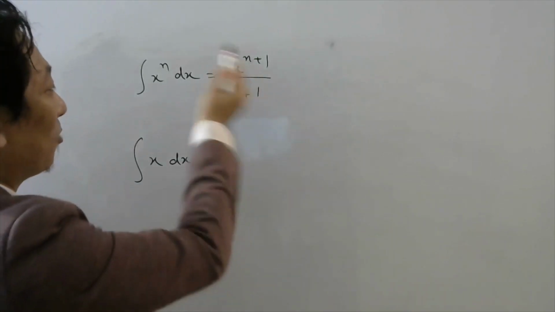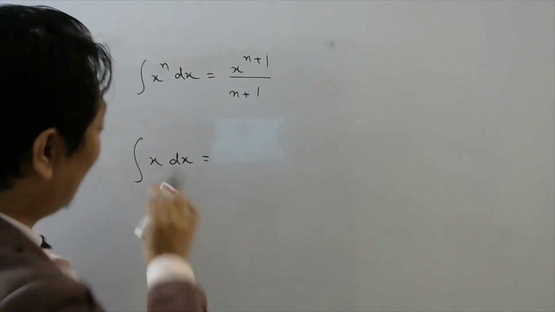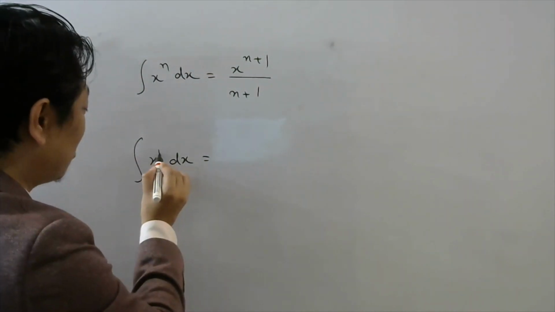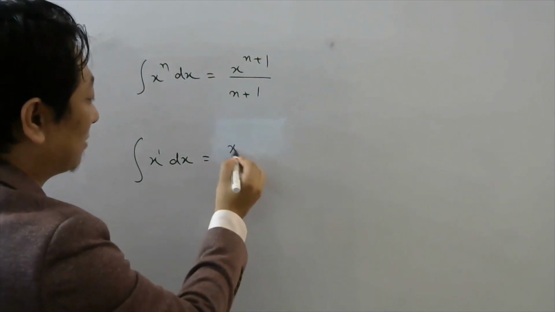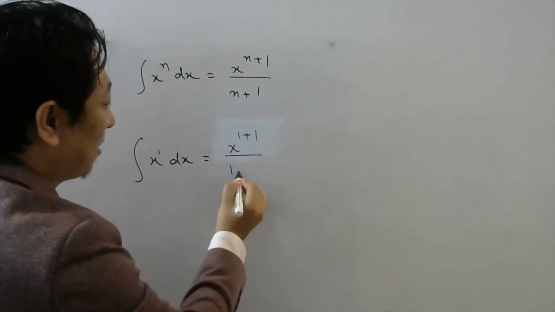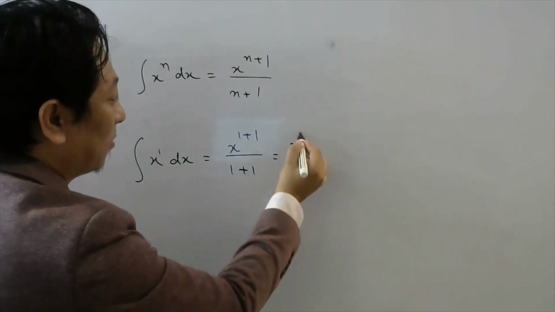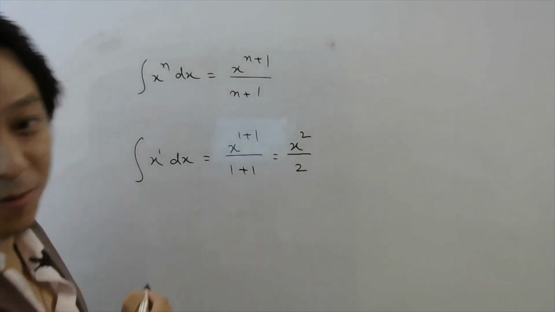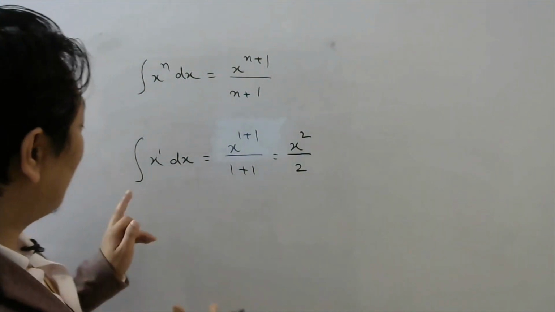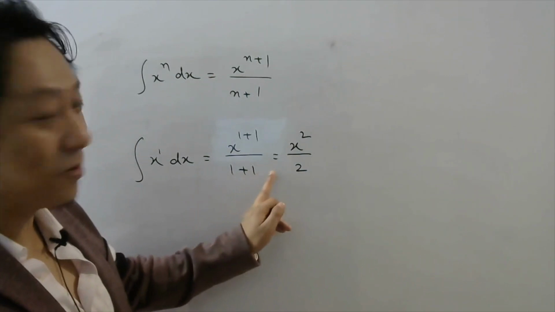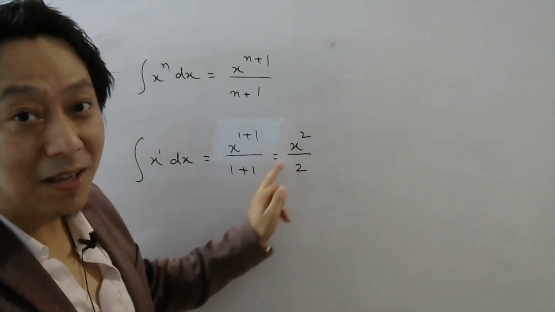Let's apply this formula which we recently saw into this question. So here n is 1. So what will be the answer? X power 1 plus 1 divided by 1 plus 1. That will be your x power 2 divided by 2. So try to remember this. Integral of x dx is equal to x square by 2.